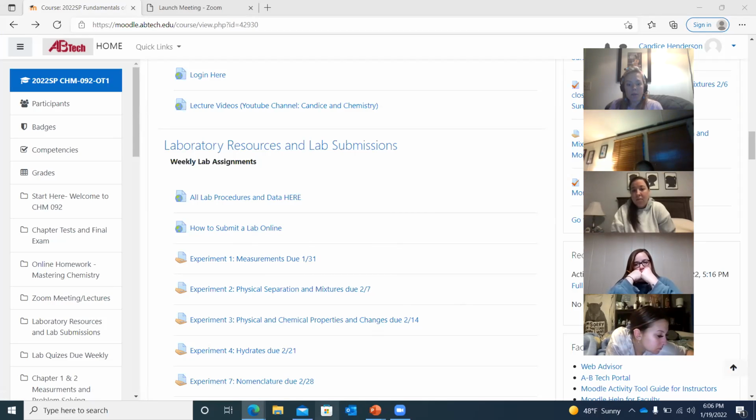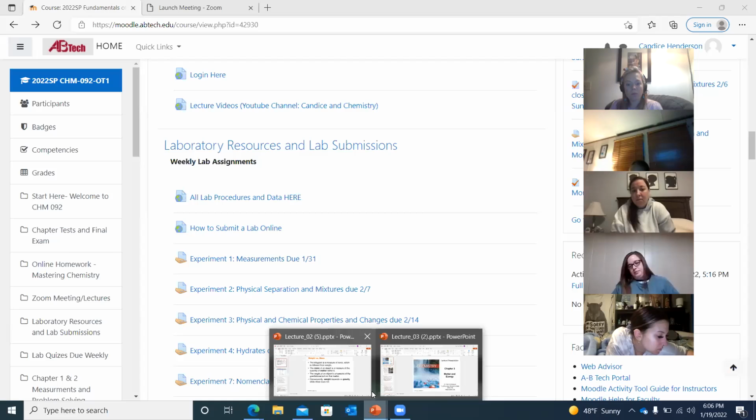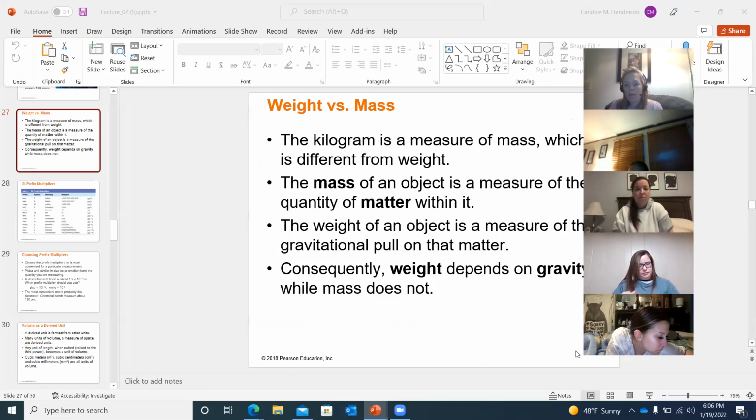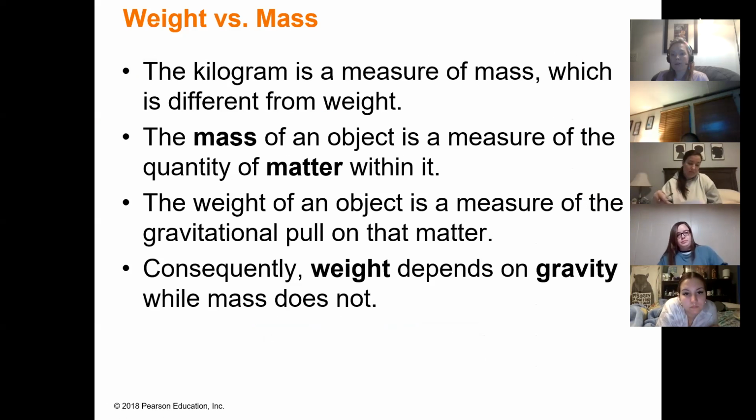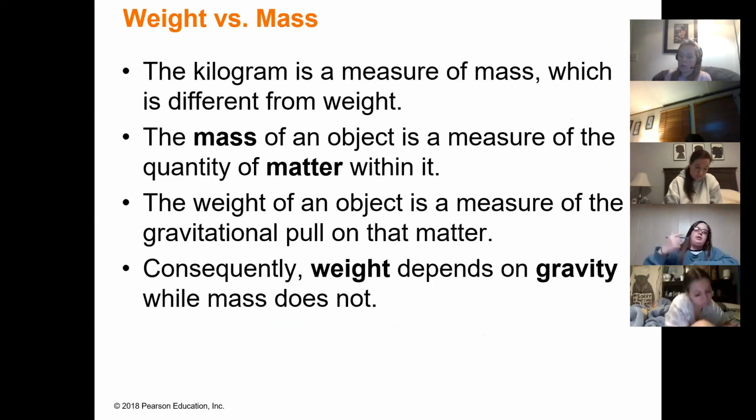All right, so let's keep working with chapter 2. The last time we met, we were talking about the difference between weight and mass. They correlate to each other, so as mass goes up, your weight will go up. Mass is a measurement of how much material, how much matter is in an object. Weight, on the other hand, is dependent on gravity. It's the effect of gravity on the given mass. So if you go out into space, your mass should stay consistent, but the weight will change.